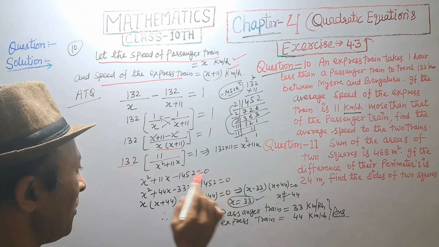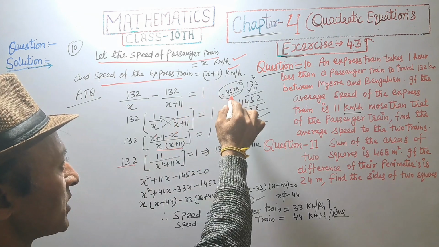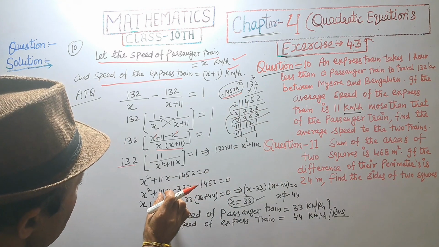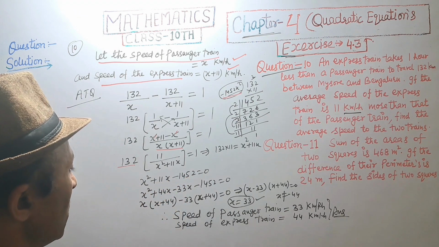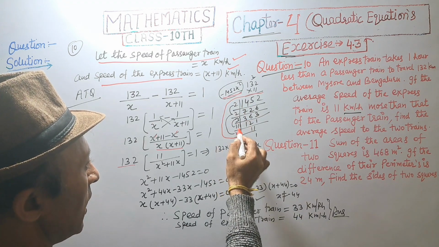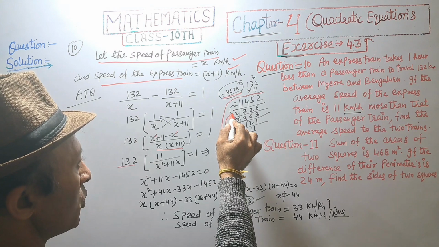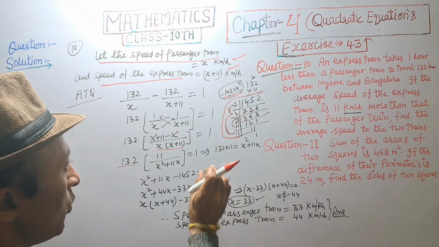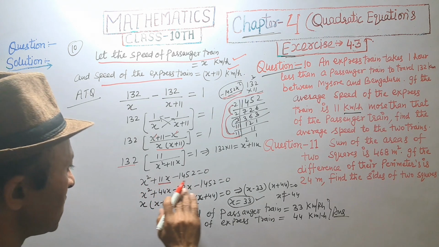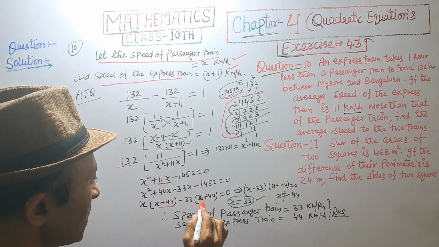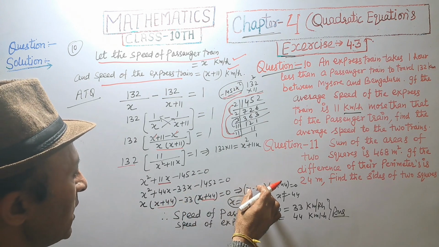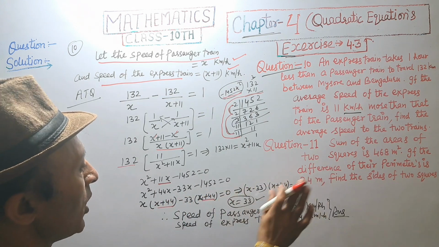So splitting by the middle term, the product of first and last is minus 1452x square, and we are splitting 11x. Prime factorization of 1452 gives 11 3s are 33 and 11 2s are 22, 22 2s are 44. 44 minus 33 will be 11x. Taking common x, x plus 44 in bracket and minus 33 common: x minus 33 and x plus 44 equal to 0.